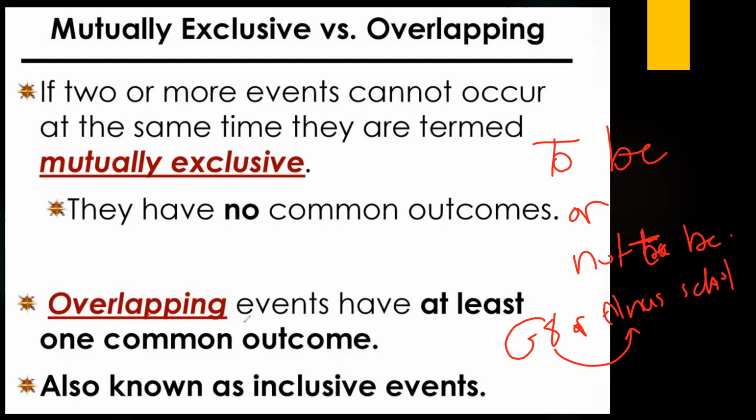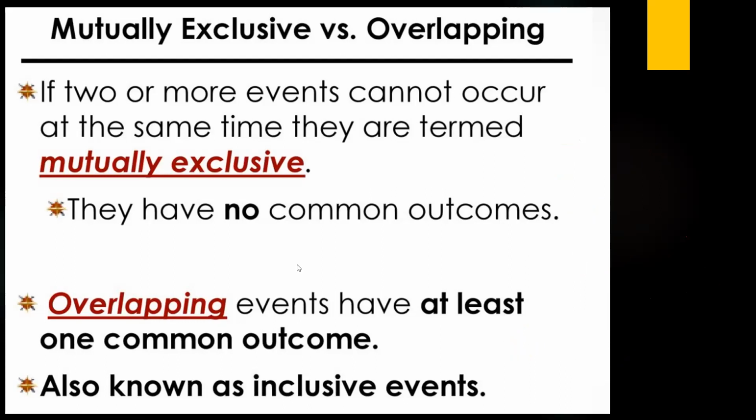And since they cannot happen together, there's no common outcome. But in overlapping, yes, they can happen at the same time, and we have an outcome. This is the difference between them. Remember every time, to be or not to be. To be in a place or not to be. You cannot be in the place and not be in the place at the same time.